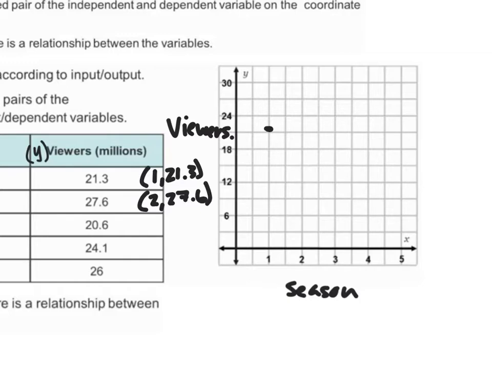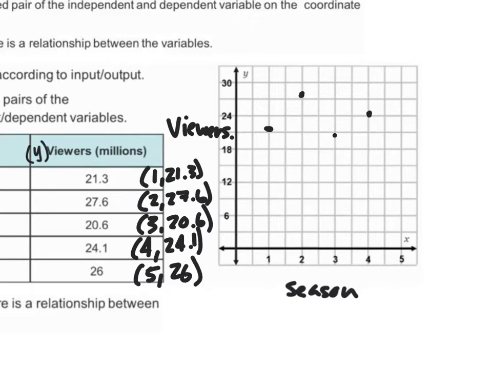So let's graph that. At season 2, we had 27.6, so it's going to be right above here. In the third season, we have 20.6. So in the third season, our viewership went down. In the fourth season, we got 24.1. All right, so here's the fourth season. And then in the fifth season, we had 26 million viewers.